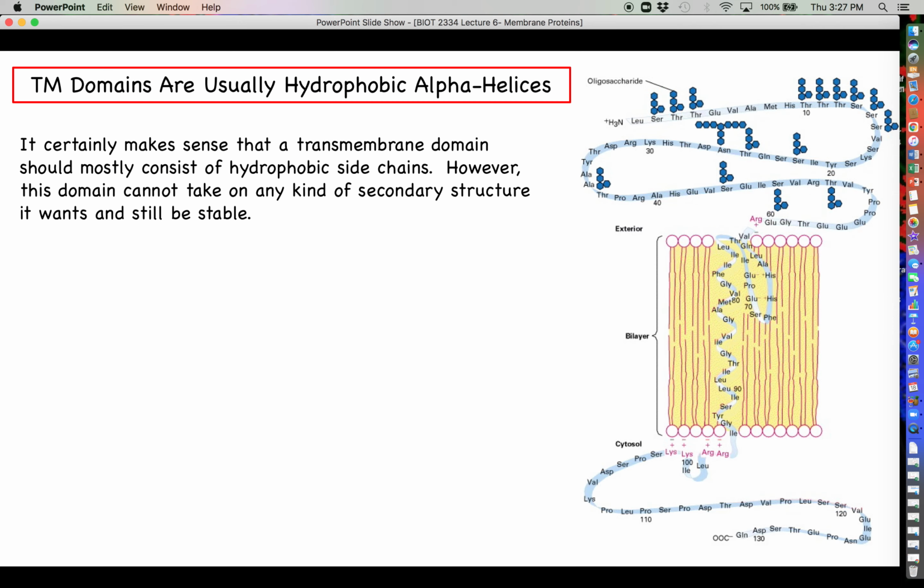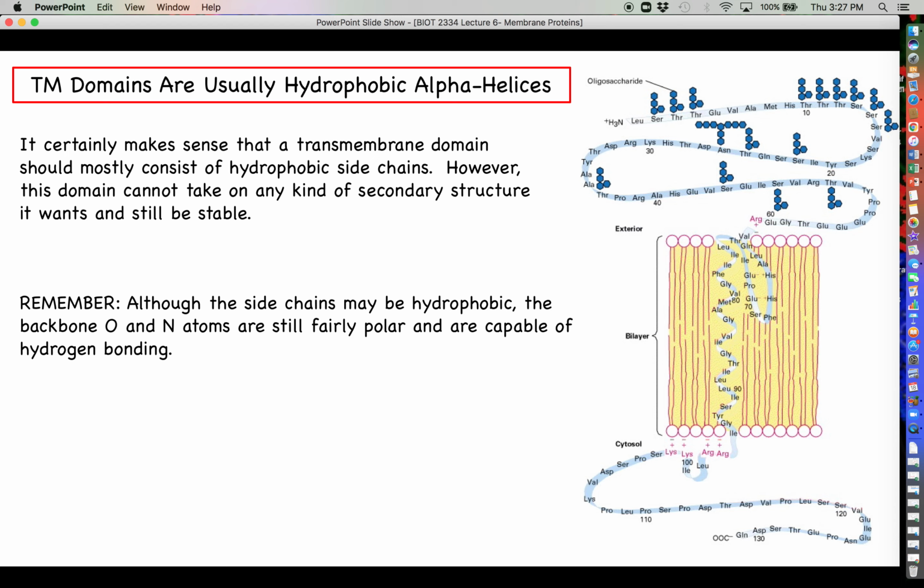So if you think about what we've talked about before with how side chains like to interact with each other and with their environment, it should make a lot of sense that a transmembrane domain, again meaning the stretch of amino acids within a membrane protein that actually interacts with the hydrophobic core of the membrane, should be mostly made up of hydrophobic side chains. But that's not to say that this domain can just take on any sort of structure that it wants and still be stable. So there's one other thing that we need to consider here.